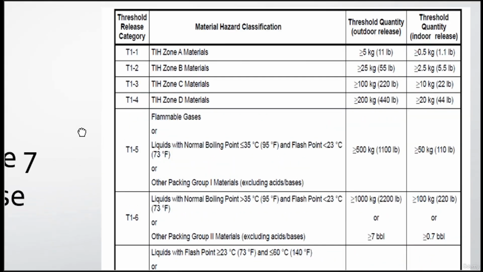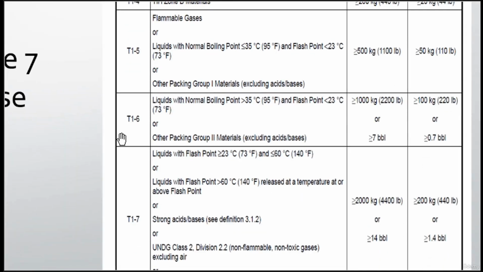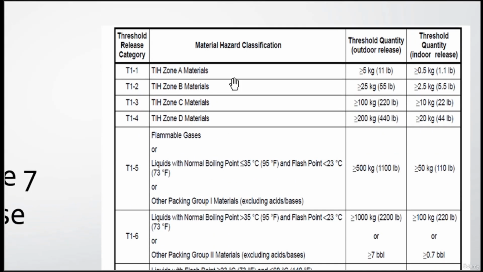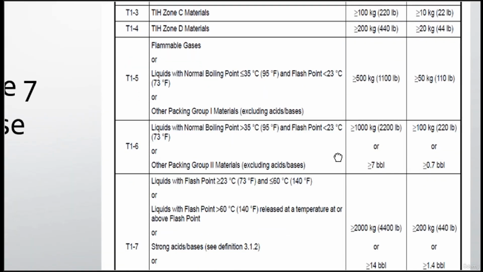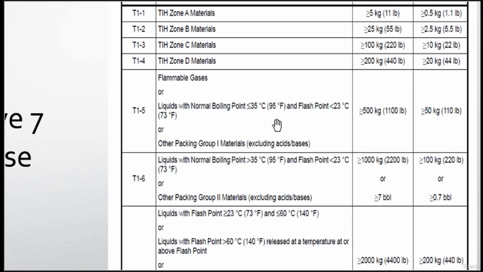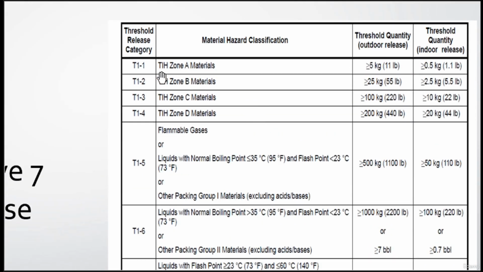And for each individual level of Tier 1 process safety event, you will see the material hazard classification. The classification will be demonstrated later on the slides. All I want to show you is that there are 7 levels of Tier 1 process safety events, and there are threshold quantities that if exceeded, the event will be treated as a Tier 1 process safety event. So here, on the first level, you'll have the toxic inhalable hazard, Zone A materials. Tier 1 level 2 will be toxic inhalable hazard, Zone B materials.